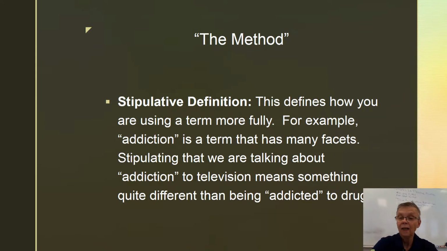Okay, a stipulative definition. This defines how you are using a term more fully. There's definition, and then there's a deeper definition. For example, addiction is a term that has many facets to it. We can be addicted to chocolate. We can be addicted to shopping. We can be addicted to television. That's one kind of an addiction, sort of.